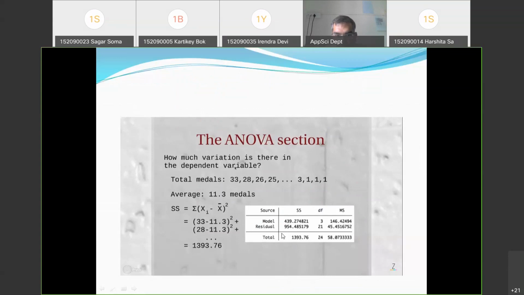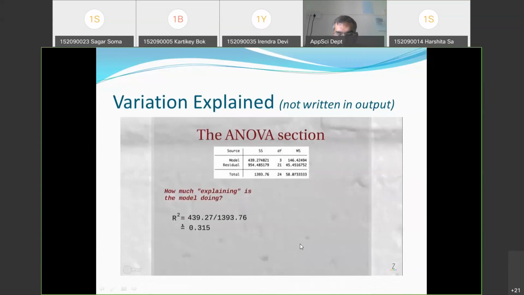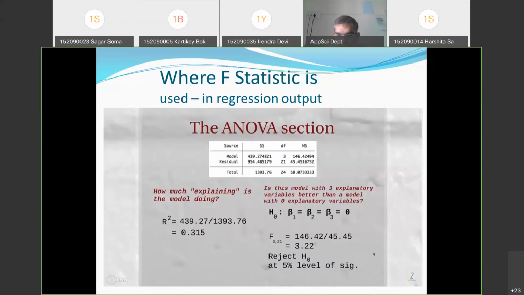Although how much variation is explained is not given directly in the output, we can calculate that. So 439 divided by 1393 will be the percentage of variation explained. It is not directly given, but we can calculate it like this: 439 divided by the total is the variation explained. Here, this is 0.315, that is 31.5% of the variation our regression model is able to explain.